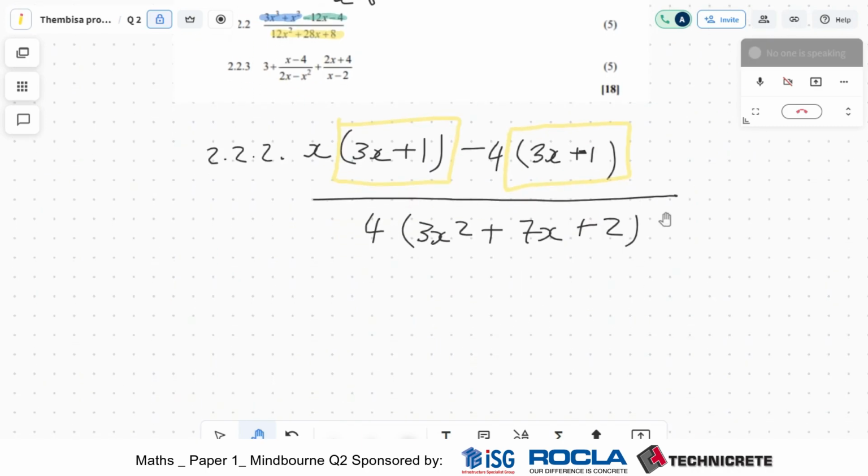Now, we need to factorize this trinomial as well. What numbers, when we multiply them together, would give us 3x squared plus 7x plus 2? Well, our numerator stays the same, so that's x times.